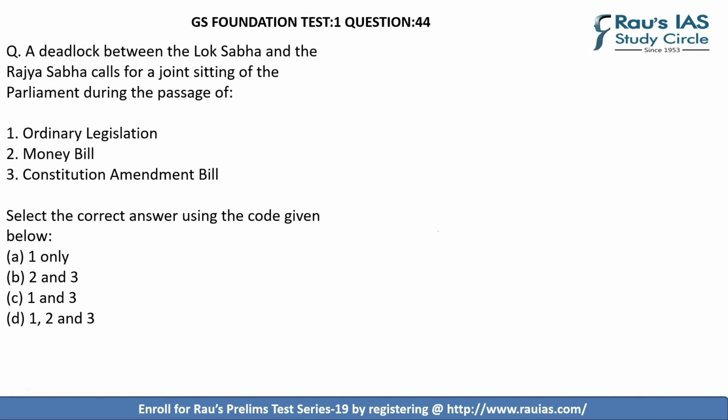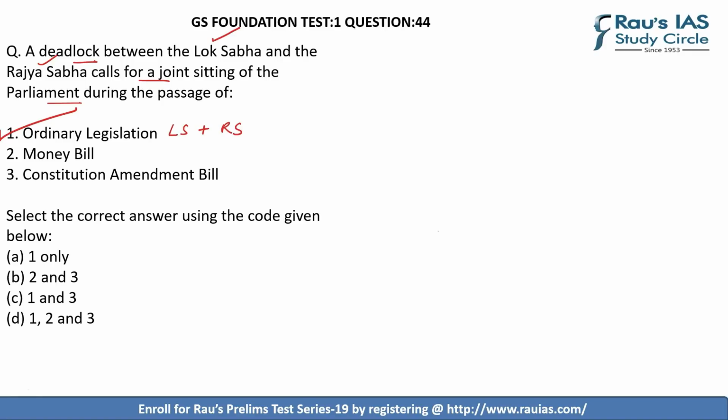Question number 44 reads that a deadlock between Lok Sabha and Rajya Sabha calls for a joint sitting of the Parliament during the passage of. Now, the first statement says ordinary legislation. Now, this is a correct statement because during the passage of an ordinary legislation, if there is a deadlock, a joint meeting of Lok Sabha and Rajya Sabha can be called.